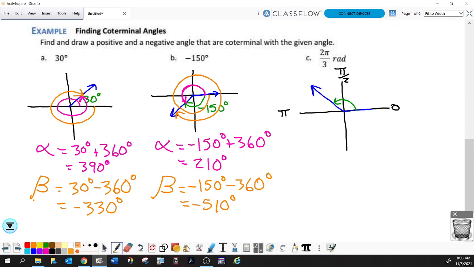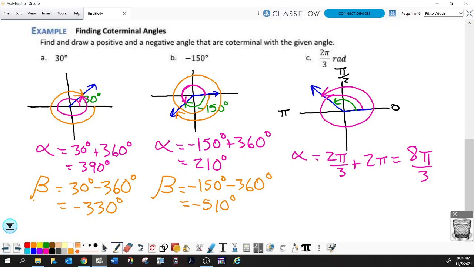So if we want a positive angle, the only thing we could do is go past where the green one went, wrap all the way around, and hit the same spot again. So our alpha here will be 2 pi over 3 plus a full circle. Now, a full circle is 2 pi. But we're not going to say 2 and 2/3 pi because mixed numbers are awful. What we would do is we would convert that 2 pi into thirds. So that would be 6 pi over 3. You need a common denominator to add fractions. There, 8 pi over 3.